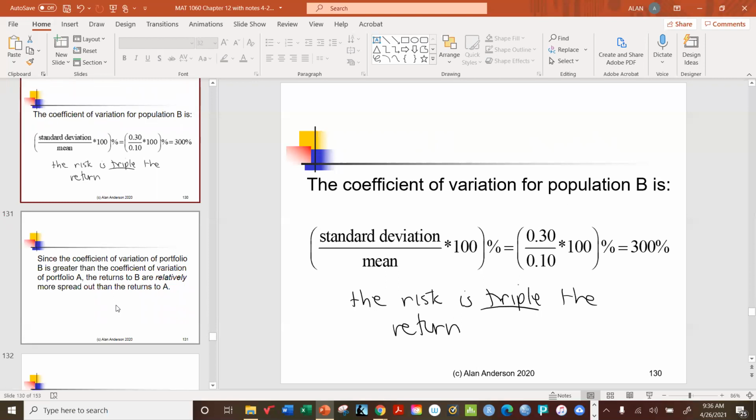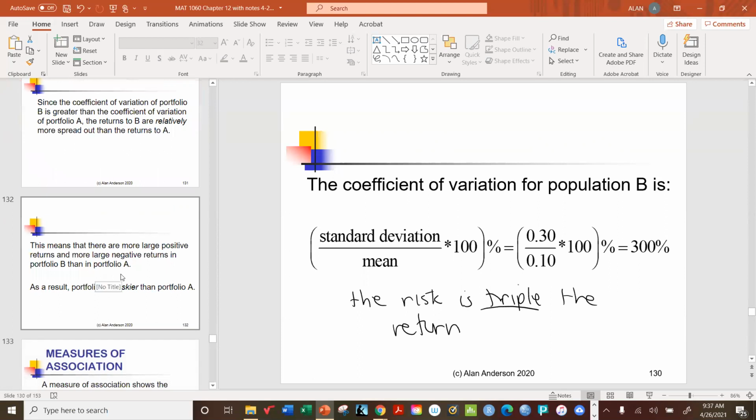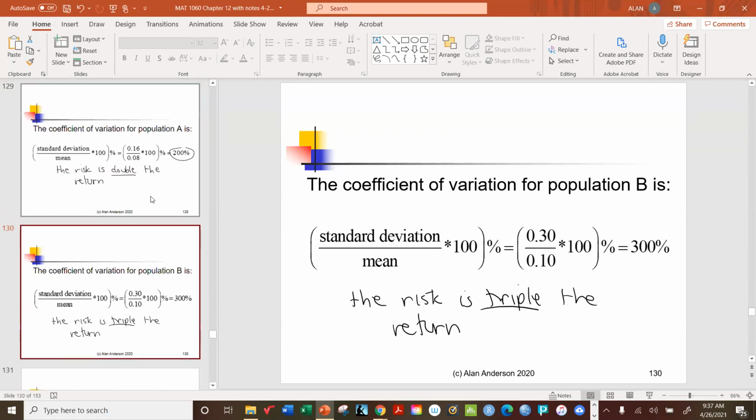Now, with that being said, which portfolio of stocks is riskier? Well, which one would you prefer? Well, because in the second case, the risk is so much higher compared to the return, that indicates that we should probably pick portfolio A because we only have twice as much risk as return, whereas in B, we have 3 times as much risk.